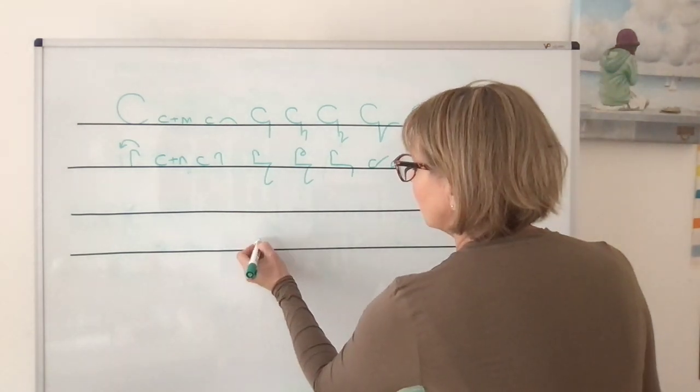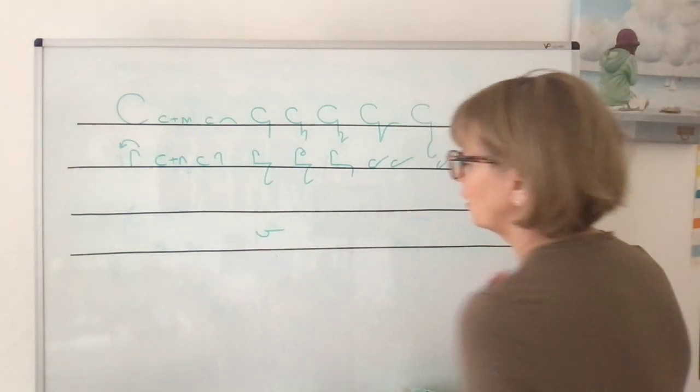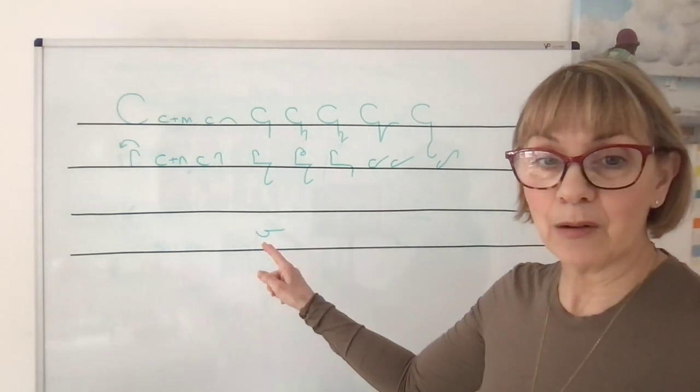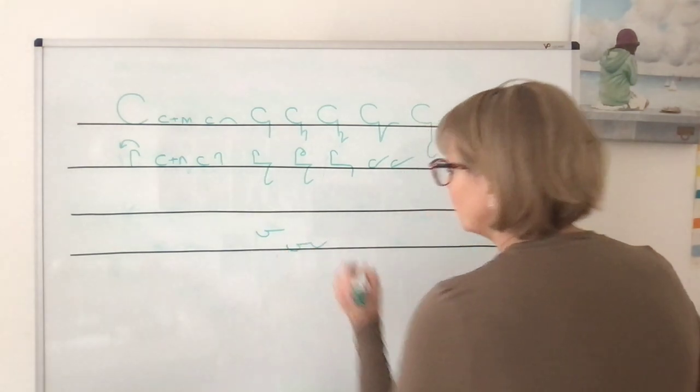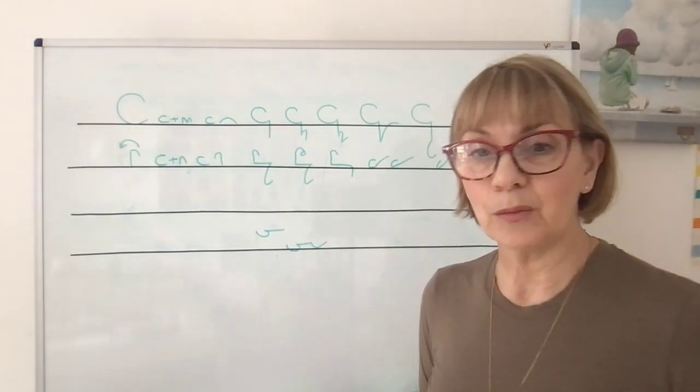So WN would be a hook at the end as well. So that would be went. If I put it on the line, it would be wind. If I add a W, window.